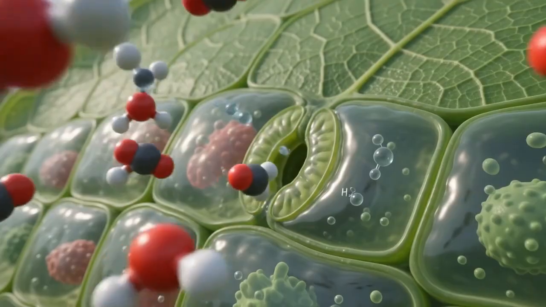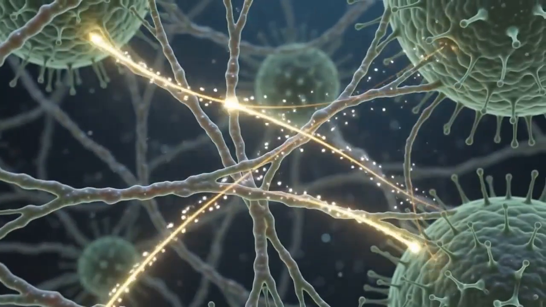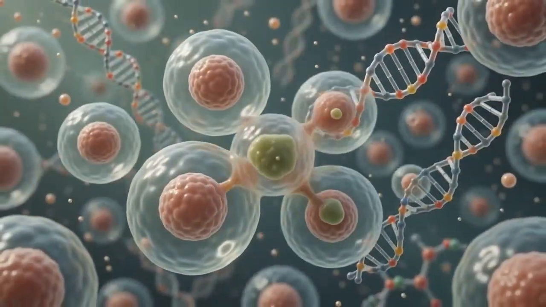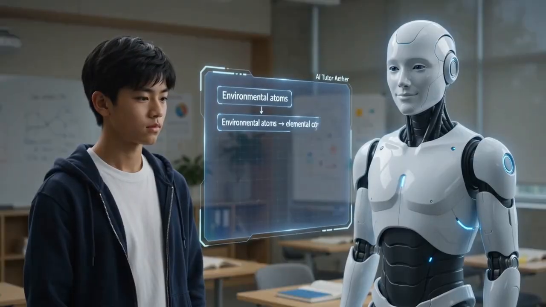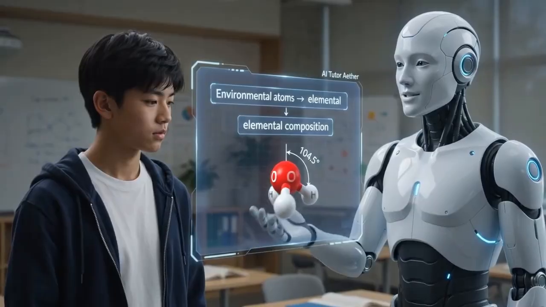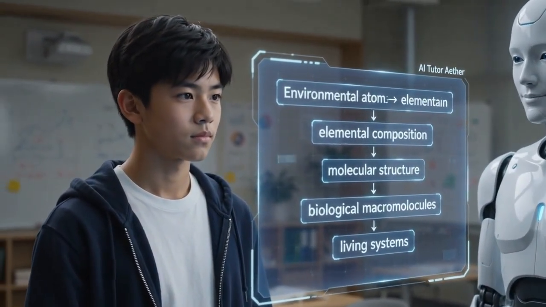Living organisms obtain atoms from the environment and rearrange them into biological molecules. Their positions and bonds help determine which molecules cells can build. The elements are the raw materials. Biology begins when cells organize those atoms into molecules with specific structures.